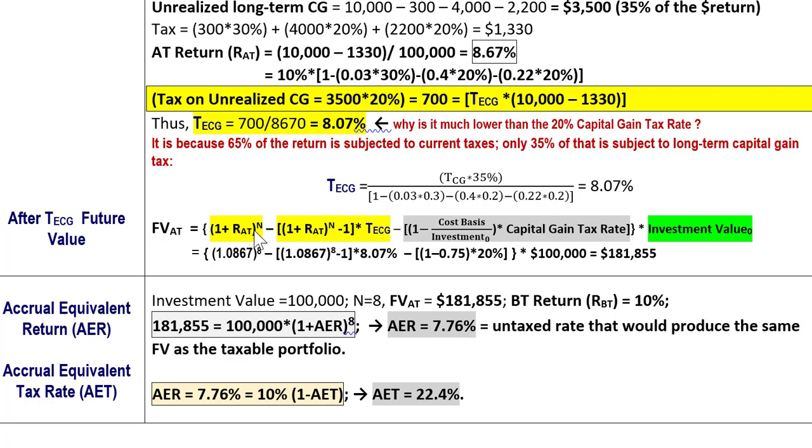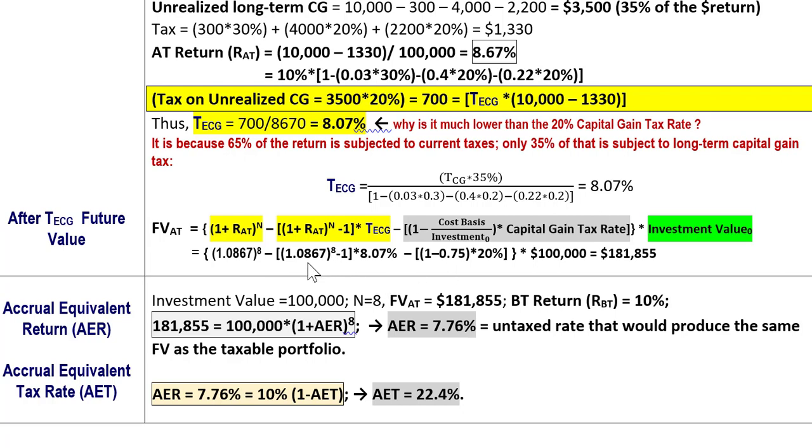One is the return compounding. We know that the after-tax return, which we calculated before without the unrealized capital gain tax adjustment, is 8.67%. So this is the after-tax return. The first calculation, 8.67%, is going to compound 8 times. But we know this is biased. We need to adjust for some kind of capital gain tax we need to pay.